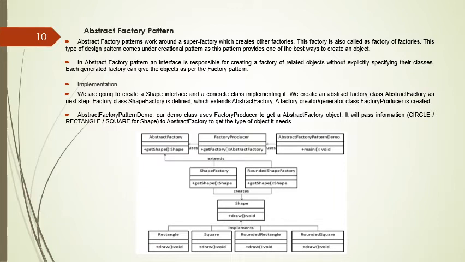We create a shape interface and concrete classes implementing it. We create an abstract factory class, AbstractFactory, as the next step. Factory class ShapeFactory is defined, which extends AbstractFactory. A factory creator or generator class, FactoryProducer, is created. Abstract factory pattern demo: our demo class uses FactoryProducer to get an AbstractFactory object. It will pass information circle, rectangle, or square for shape to AbstractFactory to get the type of object it needs.